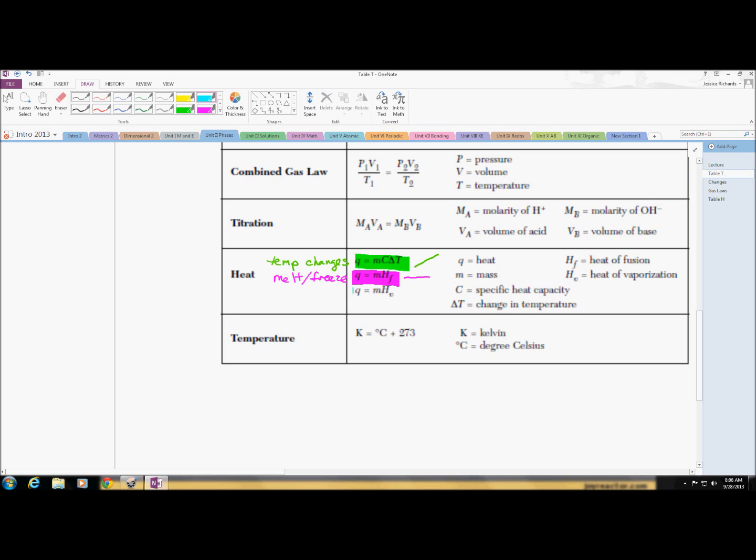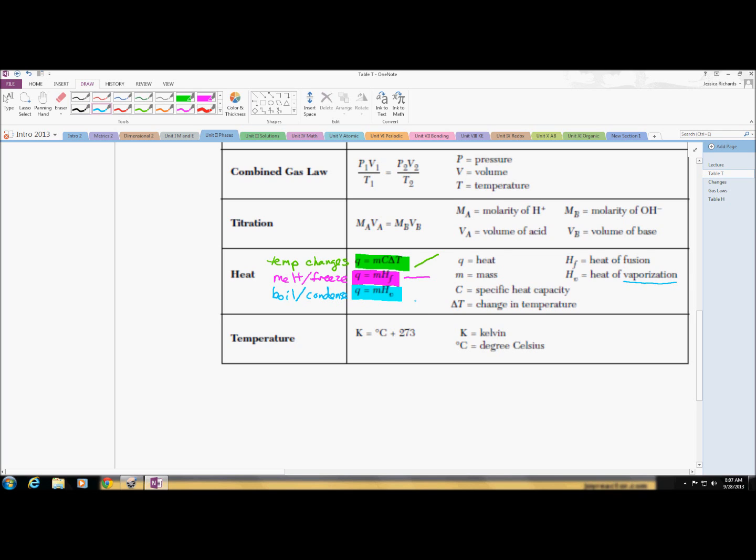Then we have this last equation down here, which we didn't look at on our graph yet, but as long as we're on table T, we might as well take care of it. Q equals mH sub V. Q still heat, m is still mass, H sub V is the heat of vaporization. So when you see vaporization, hopefully you think of gases. This is the one that we're going to use when something boils or condenses.